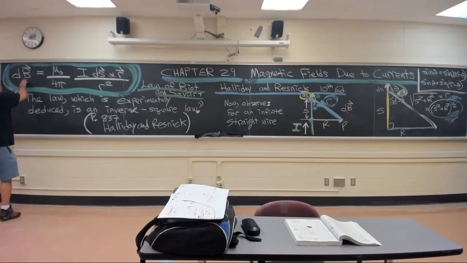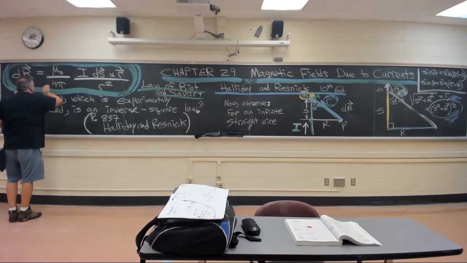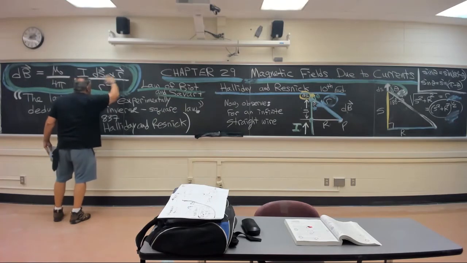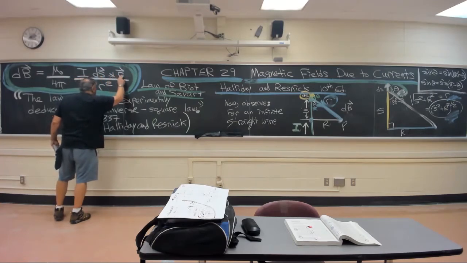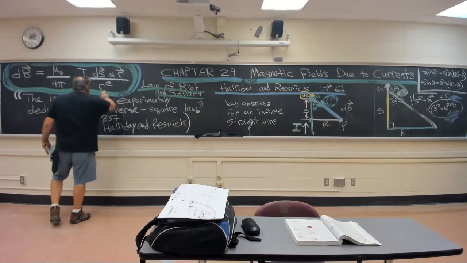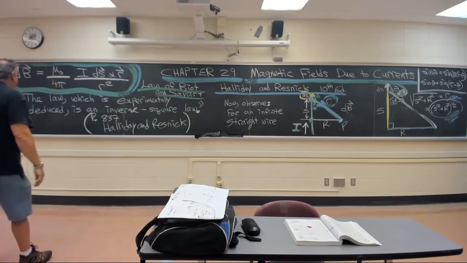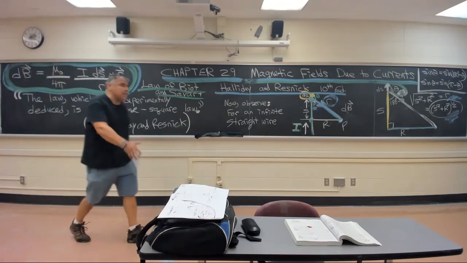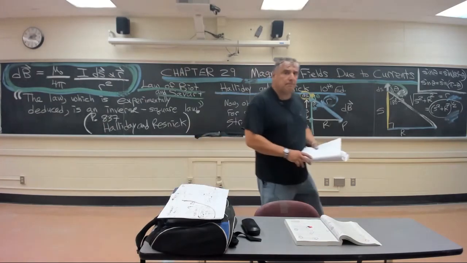dB vector equals mu 0 over 4 pi, that's a constant, times I going through the wire, times the cross product of the differential element ds vector cross r vector. Get an answer, divide that by r squared. That's it. That's Biot-Savart's law. And if I do the integration properly, I can find the B field at a particular point.